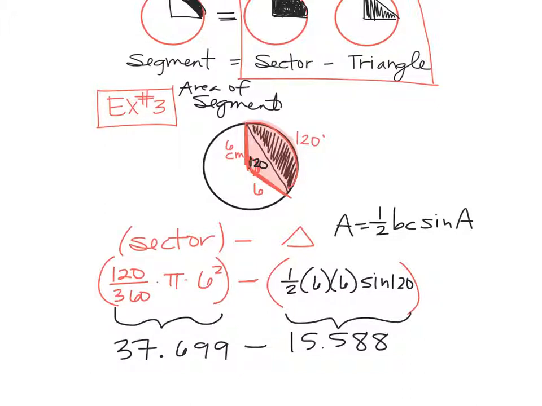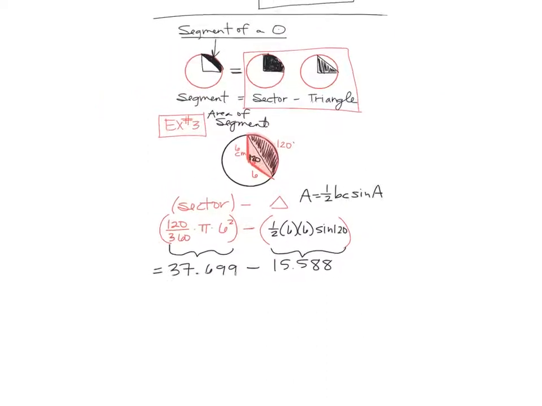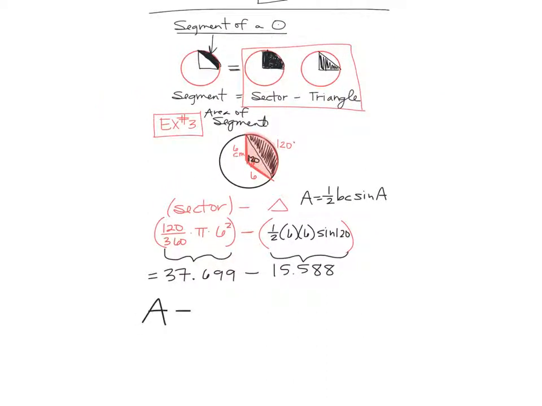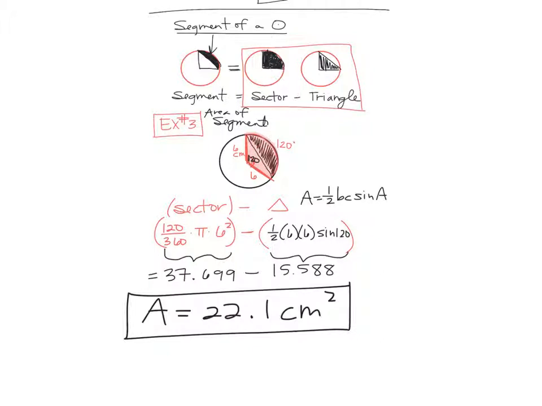And then I would subtract them. So 37.699 minus 15.588 comes out to the nearest tenth. Your area is 22.1 square centimeters. Okay? Is that it? That's it. Questions on that? Like, that's the lesson. That's the lesson.